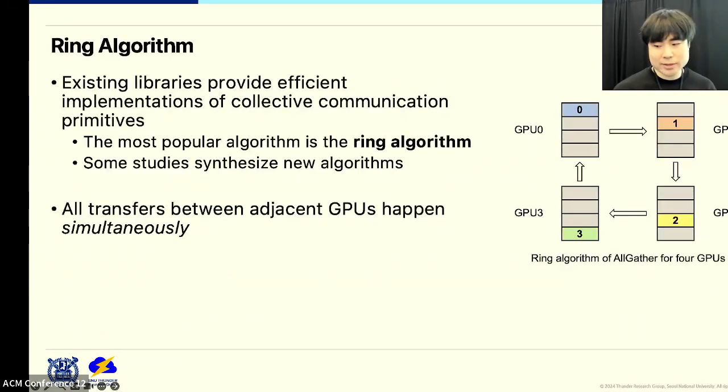As a response, GPU vendors and researchers made libraries that provide efficient implementations of collective communication primitives. The most popular algorithm for primitives is the ring algorithm, and some previous studies synthesize new algorithms instead of predefined ones. The figure on the right side describes an example of the ring algorithm for all-gather. Here, 4 GPUs form a logical ring, and each GPU only has a quarter of the data. In each step, each GPU sends one of the blocks to the next GPU, like this, until all GPUs have all blocks of data. We should note that all transfers between adjacent GPUs happen simultaneously.